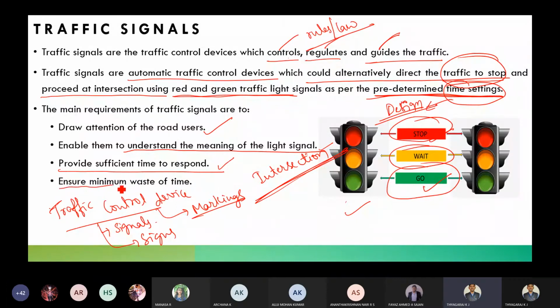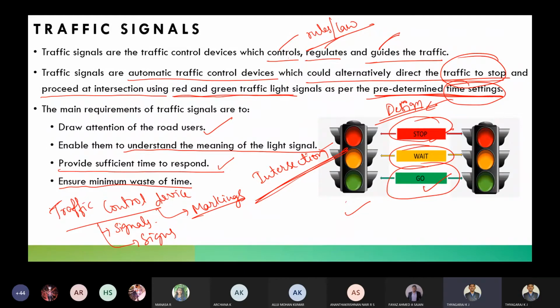Then it should ensure minimum waste of time. Whenever you are designing the signal, you should ensure that time is not wasted, that is, keep a minimum time for the signal design. So remember, traffic signals are devices which control, regulate and guide the traffic.